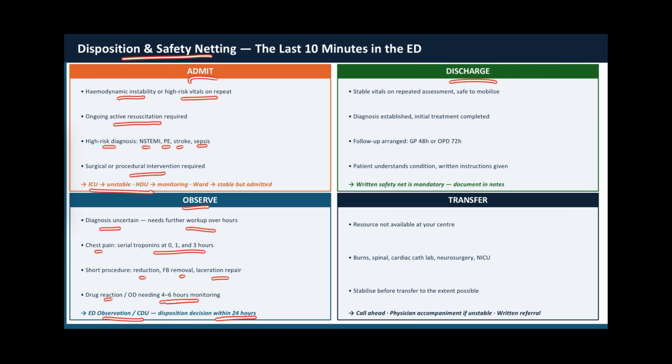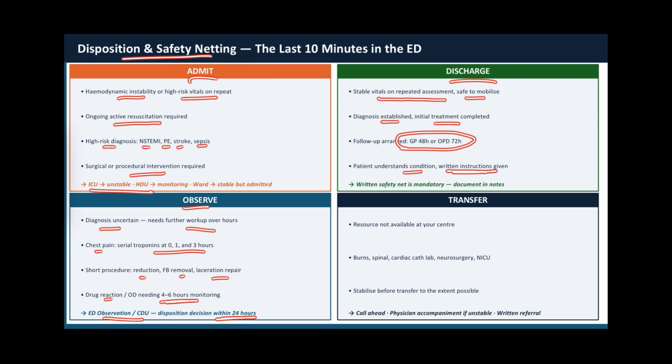When do you discharge the patient? A patient who has stable vitals on repeated assessment and is safe to mobilize. The diagnosis is established and initial treatment has been completed. And follow-up is arranged with a GP within 48 hours or OPD within 72 hours. Patients who understand the condition and to whom written instructions are given.